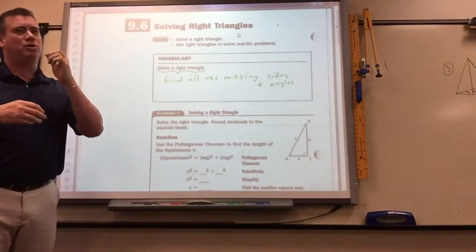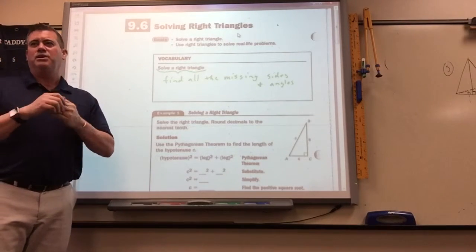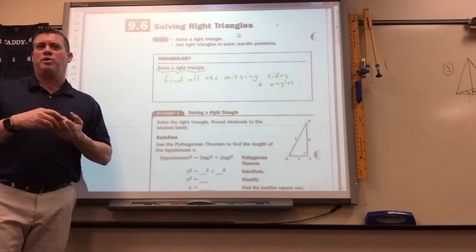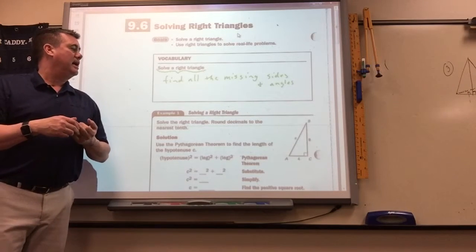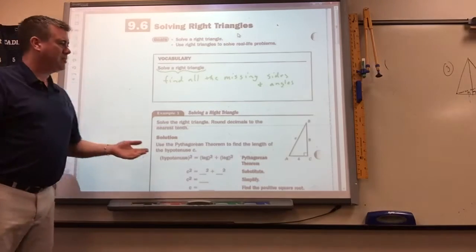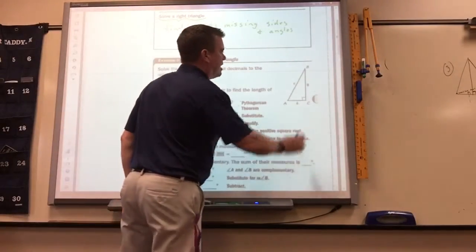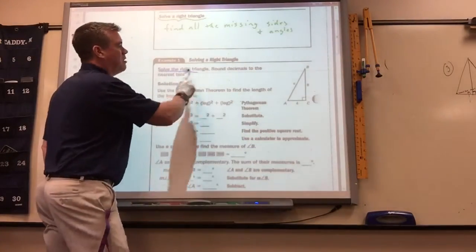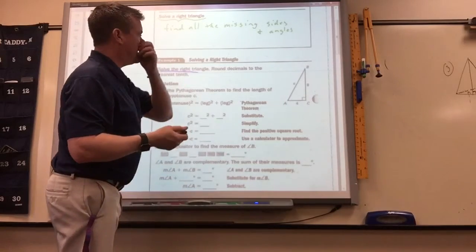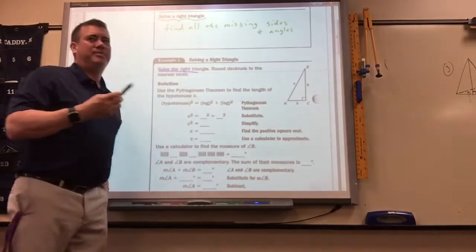Although now that you know sine, cosine, tangent, you wouldn't need those rules. It's just they're quicker if you remember them. Pythagorean theorem and the trig functions. So here we've got a right triangle. We want to solve it and round the decimals to the nearest tenth.